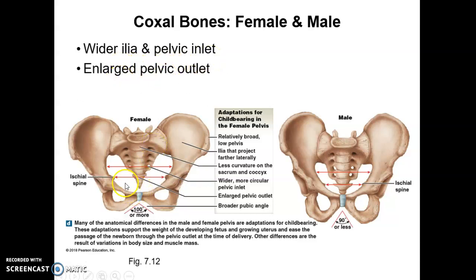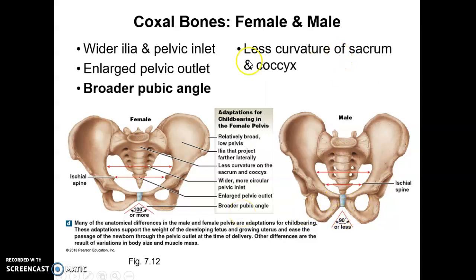A large pelvic outlet. The narrower red arrow between what's called the ischial spines, that's referred to as the pelvic outlet, and again it's wider in the female than in the male, and again because this serves as the birth canal in the female. Broader pubic angle, notice down here on the pubis, this pubic angle is broader, wider than in the male. Less curvature of the sacrum and the coccyx in the female versus the male, and again to accommodate the passage of the baby during birth.